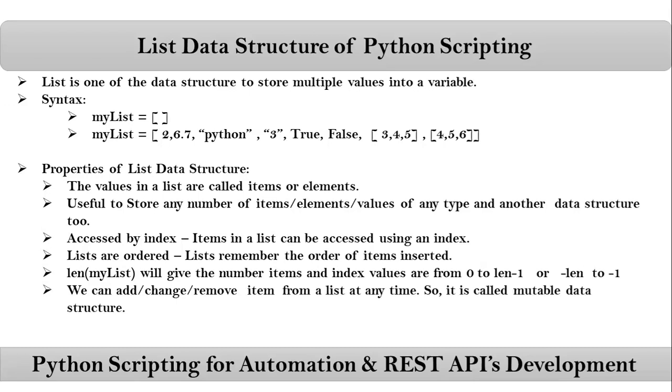Then the last one is that we can add, change or remove an item from a list at any time. Suppose I want to remove this value or this value, any value. Yes, we can change it. We can remove it. Or if you want to add a new value to your existing list, yes, we can do it. That's why lists are called a mutable data structure.